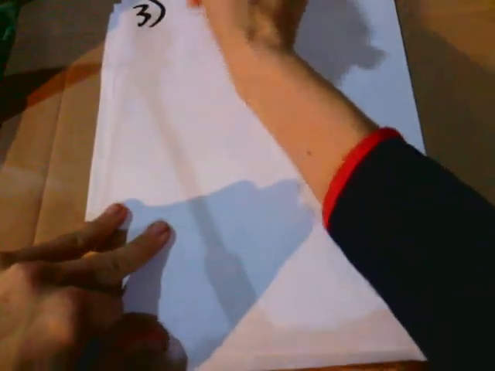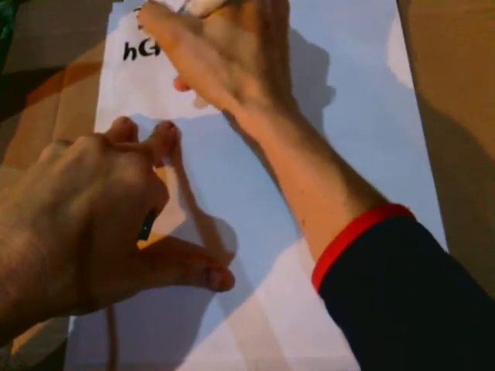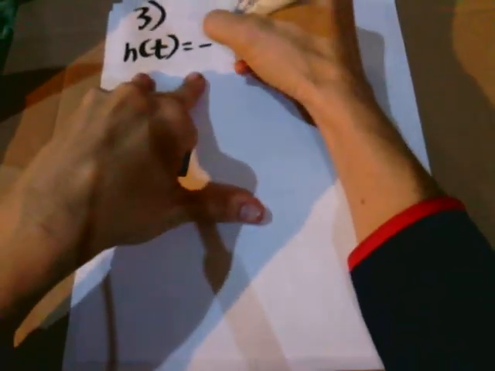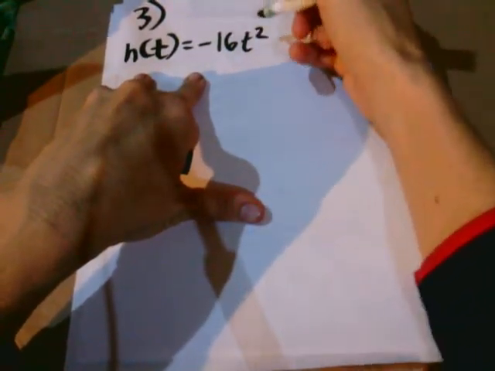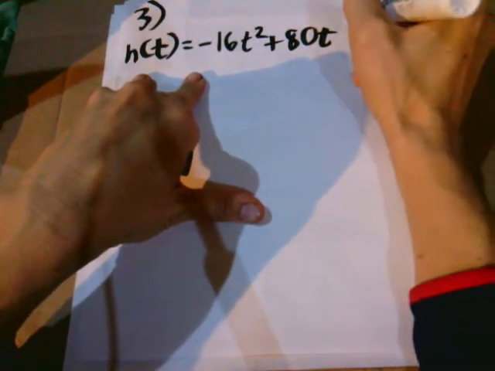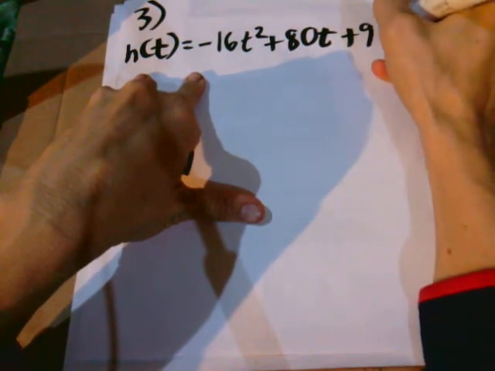Number 3 of this problem says, how high will the rocket be 5 seconds after takeoff? Okay, number 3. Let's write out our equation again. H of t equals -16t squared plus 80t plus 96.